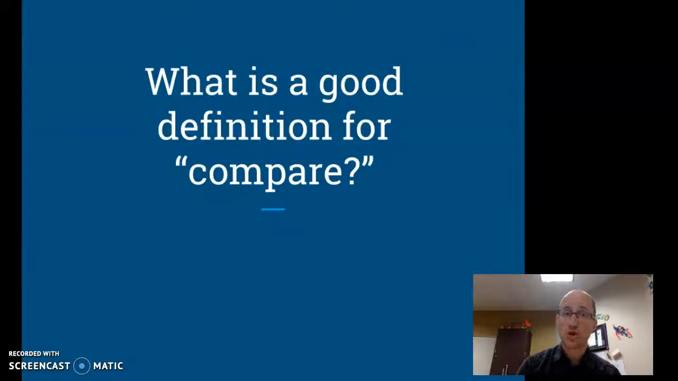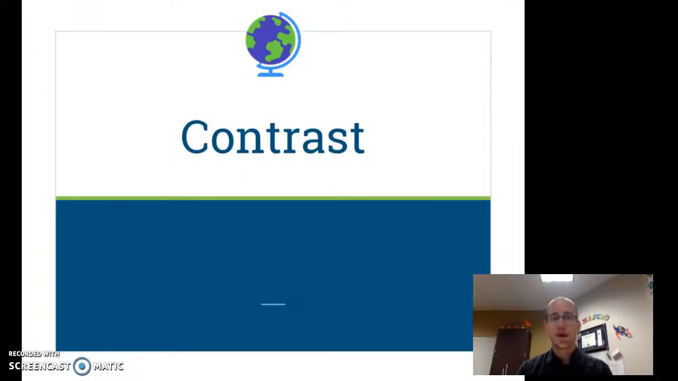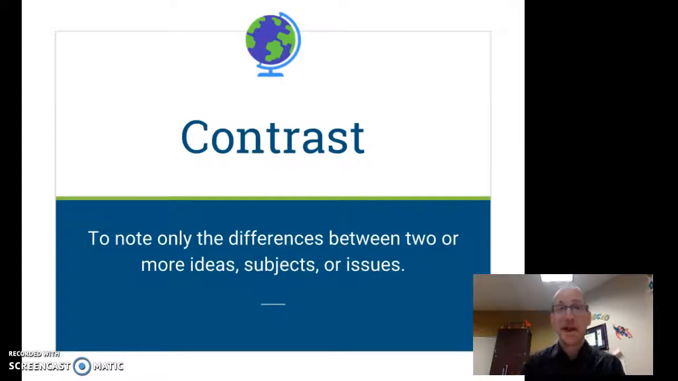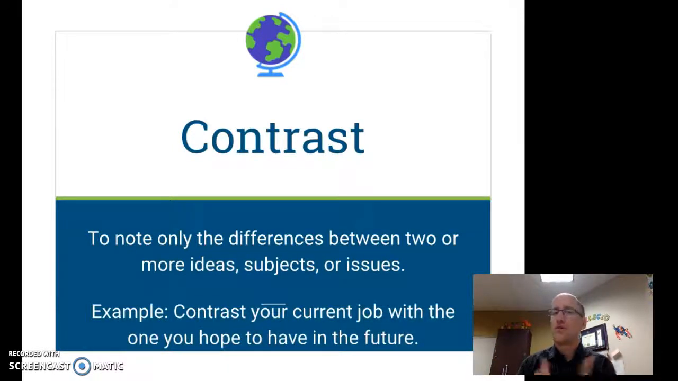All right, our next word. Contrast. When it comes to contrast, this is the opposite of compare. It means to note only the differences between two or more ideas, subjects, or issues. So what's different about these two things? Just talk about the differences between these two subjects or issues. All right, so what if you were asked this question on a test? Contrast your current job with the one you hope to have in the future. All right, so talk about the differences.